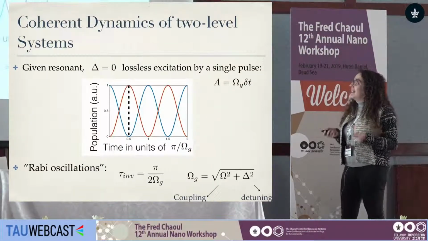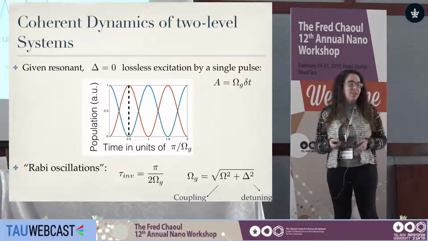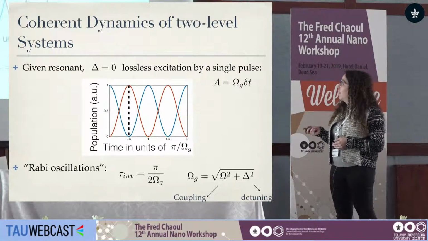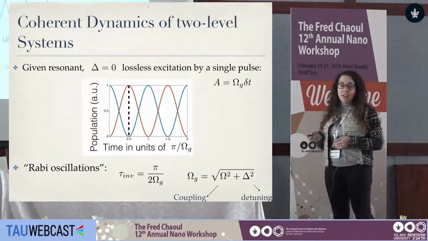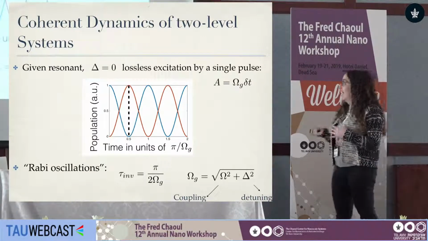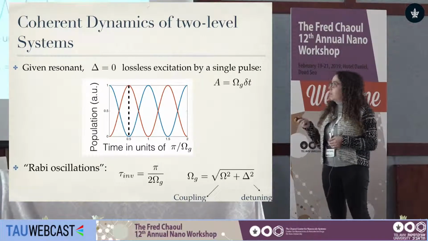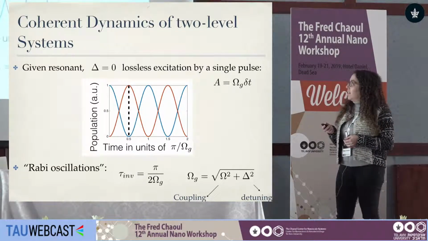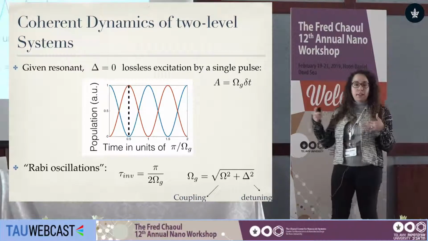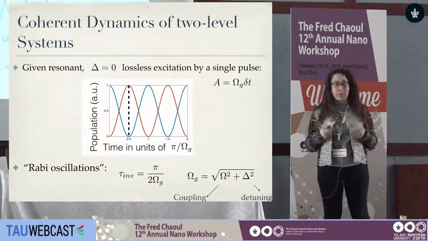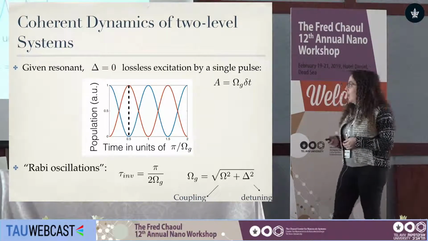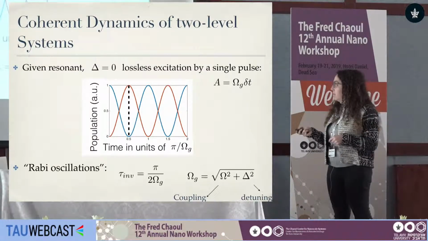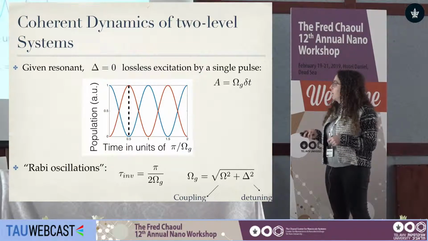So given a resonant, meaning I have no detuning in my system, lossless excitation by a single pulse, which is a function of something called a generalized Rabi frequency, which is also a function of the coupling and the detuning, I can achieve so-called Rabi oscillations. This graph shows the temporal dynamics of the population of each of the two levels in my two-level system as a function of time, and the time that it takes to create a complete population inversion is a function of this generalized Rabi frequency.